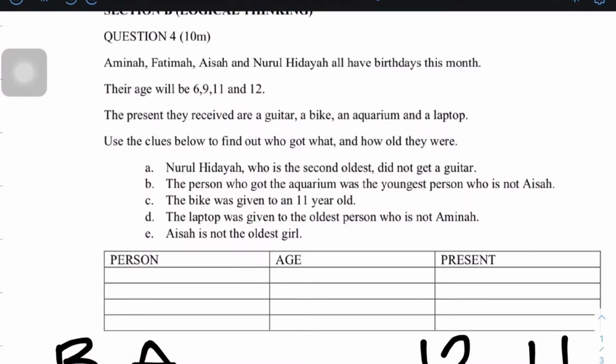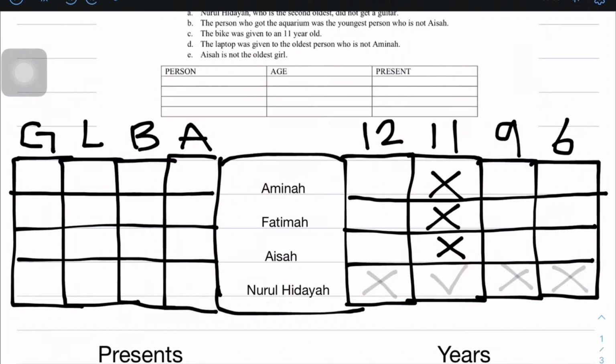For clue A, Nurul Hidayah, who is the second oldest, did not get a guitar. Based on our understanding, Nurul Hidayah is the second oldest, which means that among the given ages, 12, 11, 9 and 6, Nurul Hidayah is 11 years old. So we simply cross out all the information not related to Nurul Hidayah. The 11 column will also be crossed out automatically because Nurul Hidayah is 11 years old.